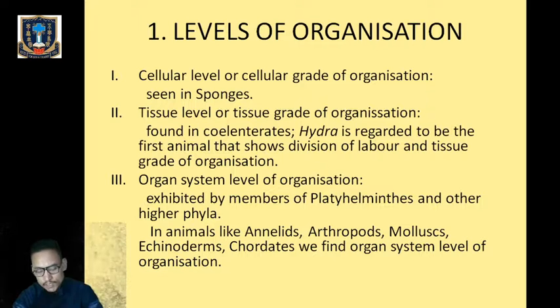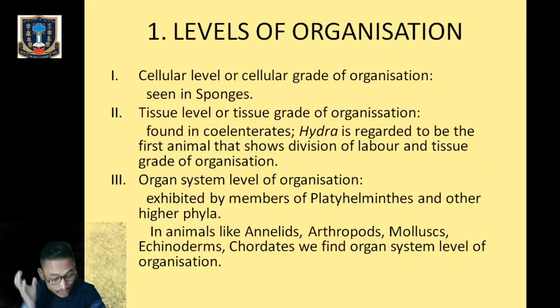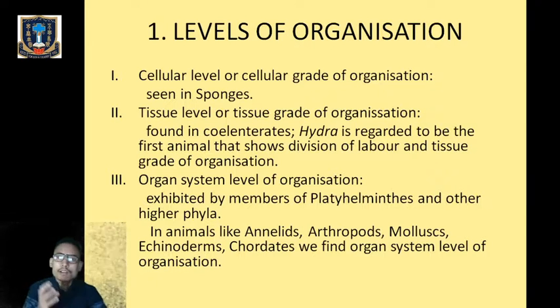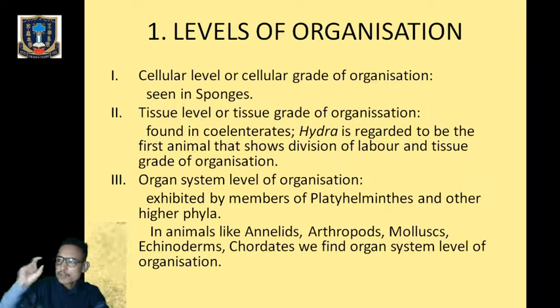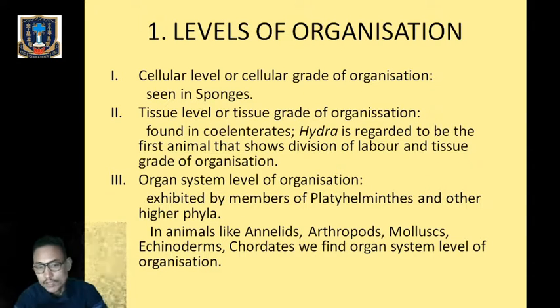Okay, so in these animals, the tissues have been grouped to form organs, and each organ has been specialized to perform a particular function. In animals like annelids, arthropods, mollusks, echinoderms, and chordates, we find the organ system level of organization, and each functional system is associated with a specific physiological function. So each system has a particular function to perform. That's why it is called organ system level of organization. So first we have the cellular level, second the tissue level, third the organ level, and fourth the organ system level of organization.